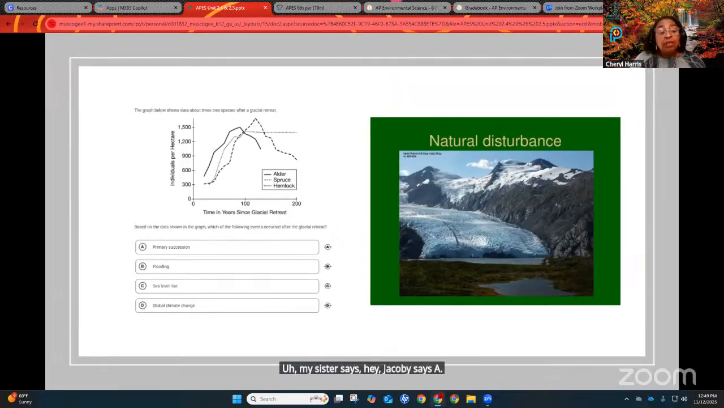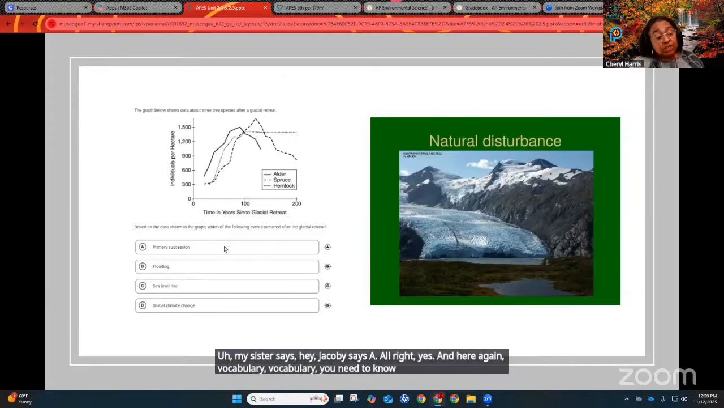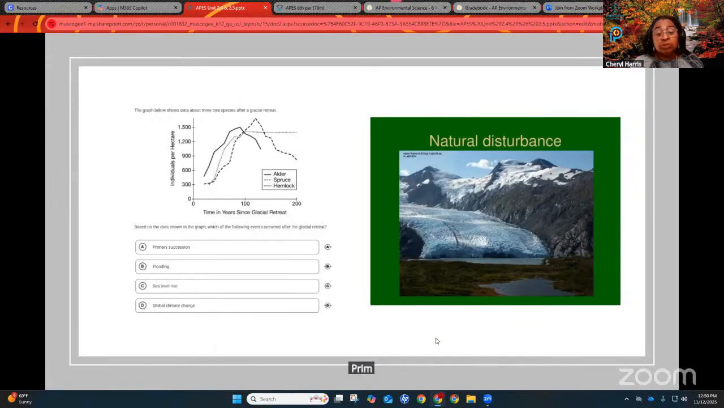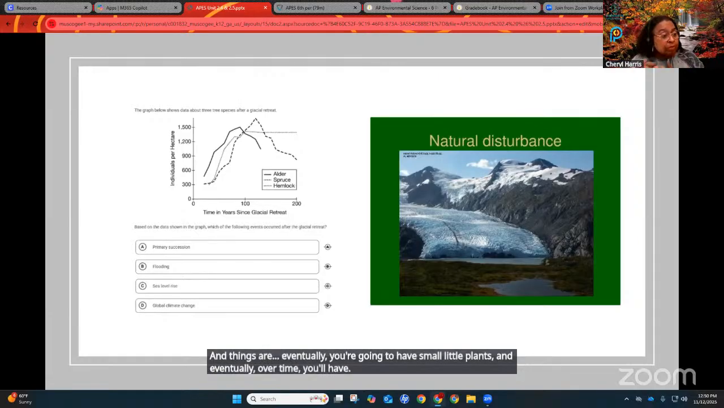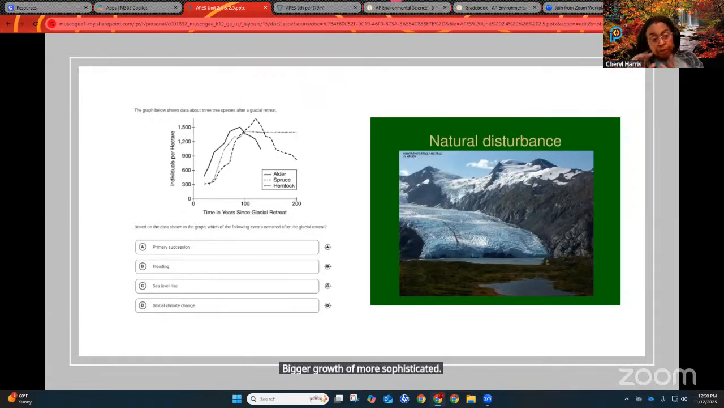All right. Yes. And here again, vocabulary. You need to know what primary succession is. Primary succession means that it's going to start from rock, and eventually you're going to have small plants, and over time you'll have bigger growth of more sophisticated shrubbery, and eventually in 100 years you have these big forests. Some of the forests were able to be maintained, and a couple of them after 100 years started to decline.